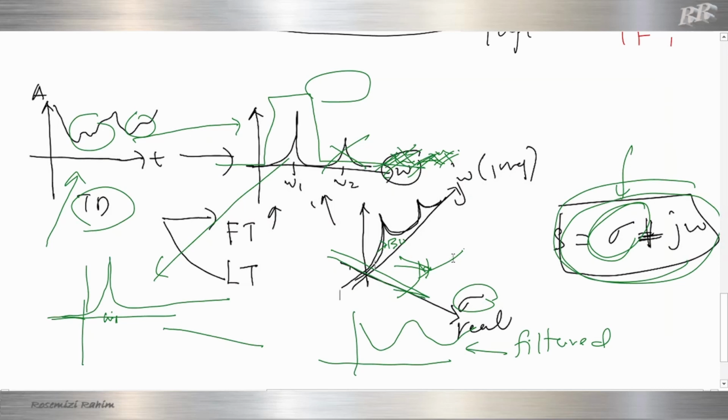I think that's all for the transformation of time domain into frequency domain.